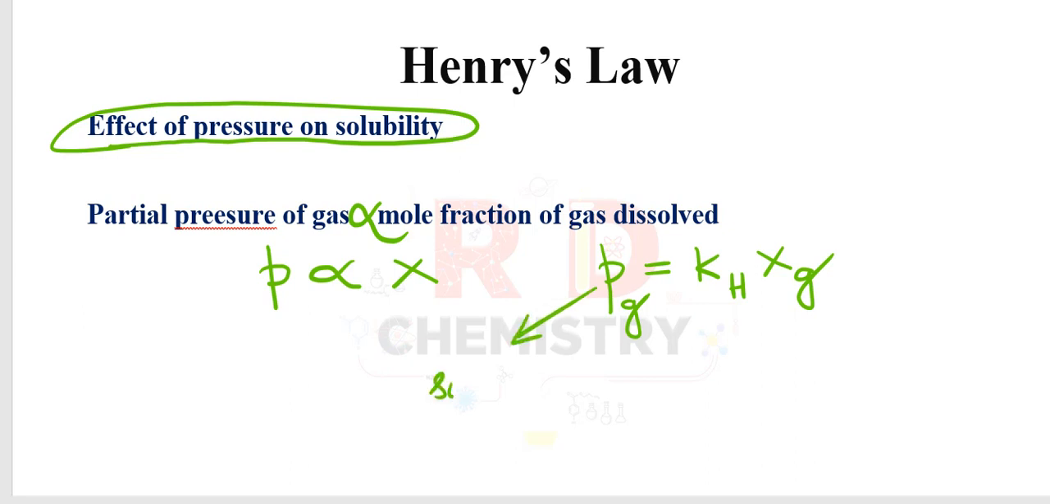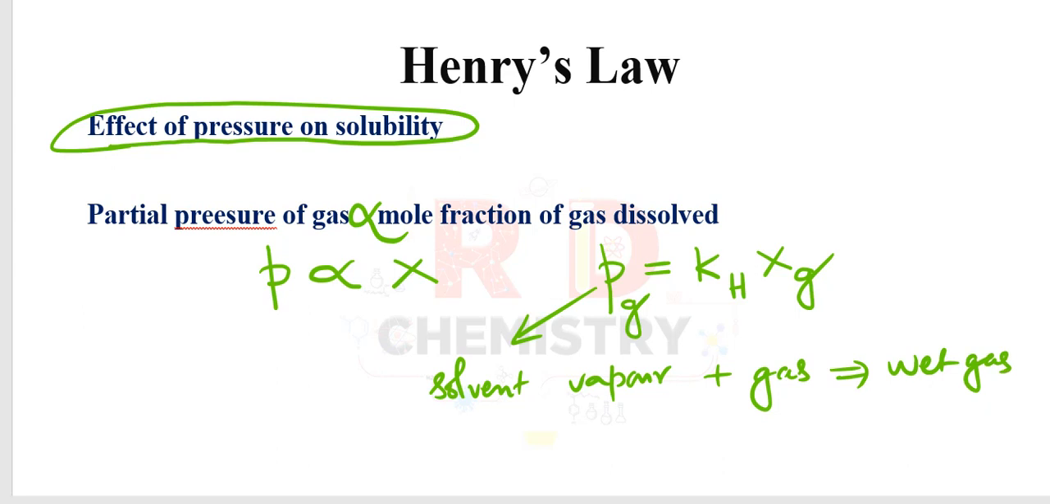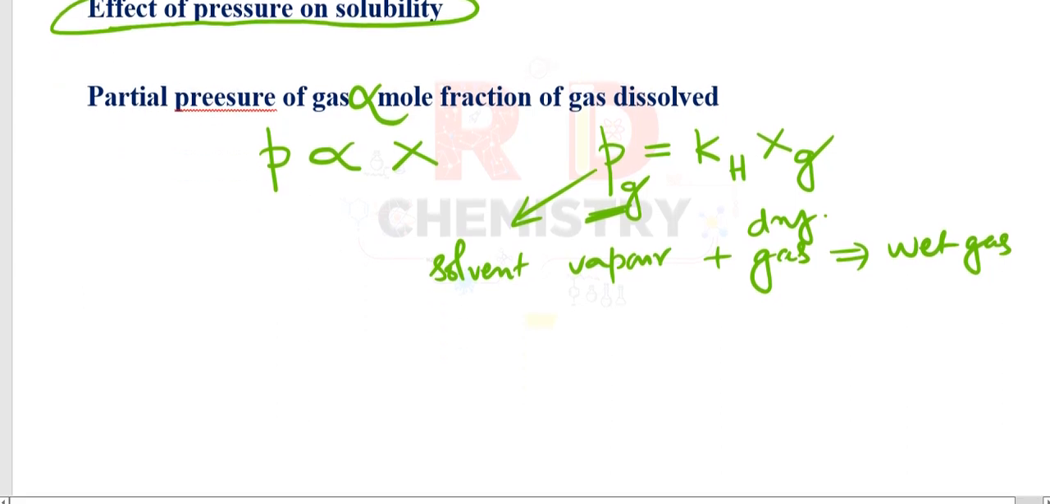Now when I take the solvent, it will have vapors. These vapors can mix with the gas and the gas thus becomes the wet gas. But we want the partial pressure of the dry gas alone. Therefore, we are mentioning the partial pressure of the gas is equal to Kh into the mole fraction of the gas dissolved in the liquid. Okay, fine. Now, this is the equation.